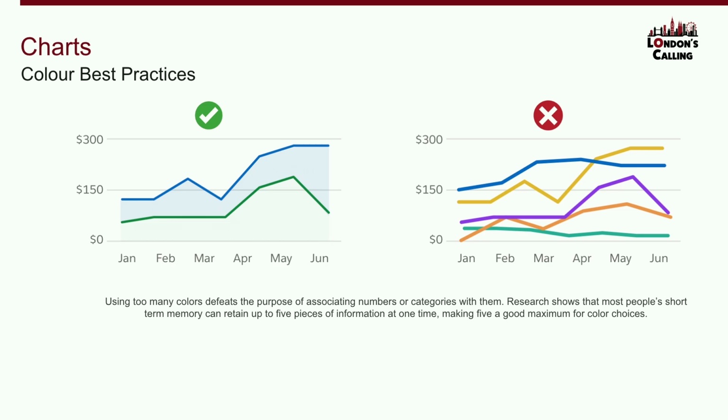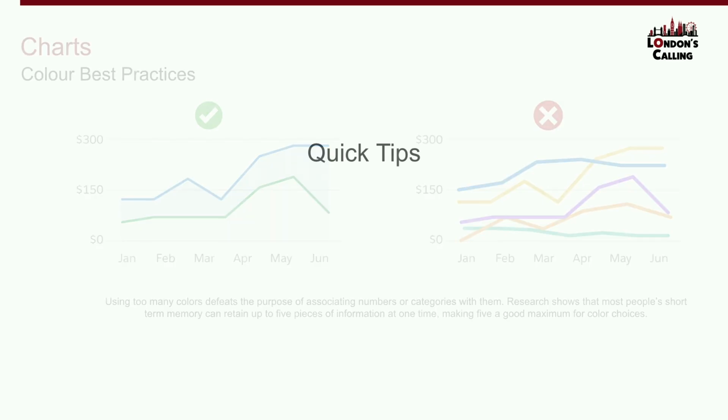When it comes to using too much color, you can go over the line as well. Salesforce's own research data shows that most people's short-term memory can only retain about 5 pieces of information at one time. So making 5 a good max number when you're working with these colors is good. Of course, that's not going to happen all the time, and sometimes you can't do much. But next time you're building your dashboards or looking at your reports, just keep in mind what color palette you're using and how you are displaying the data back to your users.